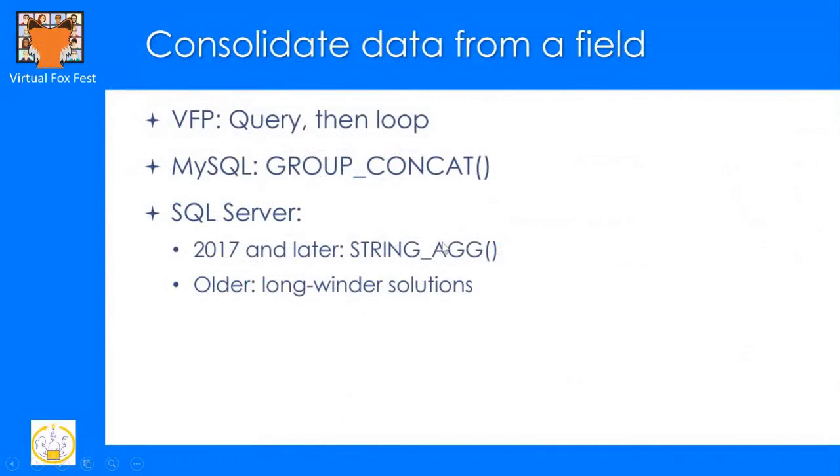I'll note that STRING_AGG only came into SQL Server in version 2017. So for older versions, there were long-winded solutions. I'm not going to cover them, and arguably, they're not really better than the FoxPro solution. This session is an update of a session I did in 2014. The paper's on my website. If you're stuck in an older version of SQL Server and need to know how to do this, you will find the solution in that older paper.